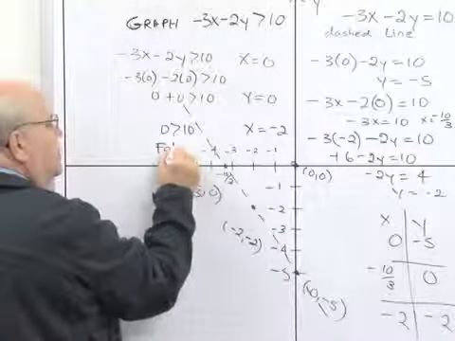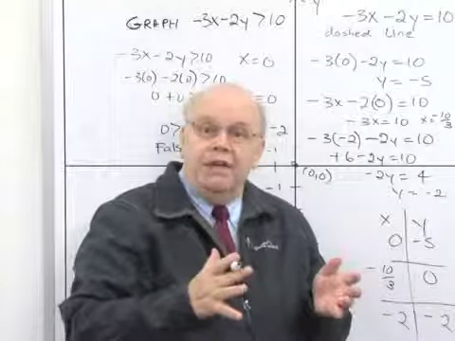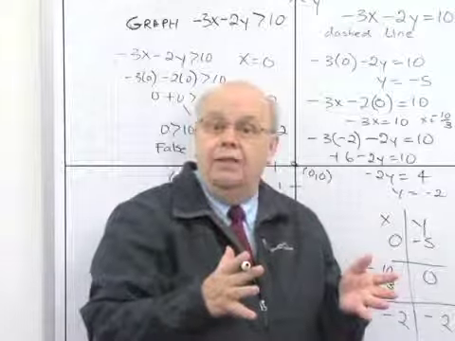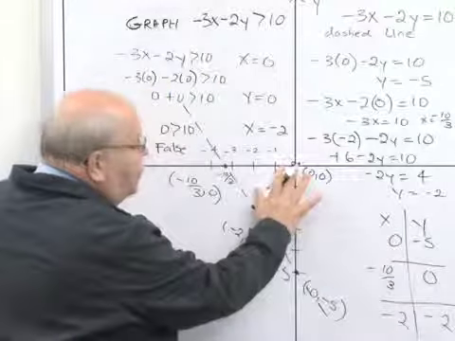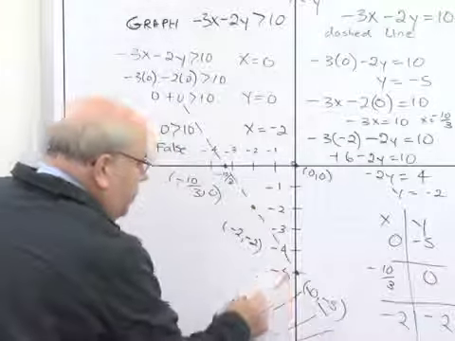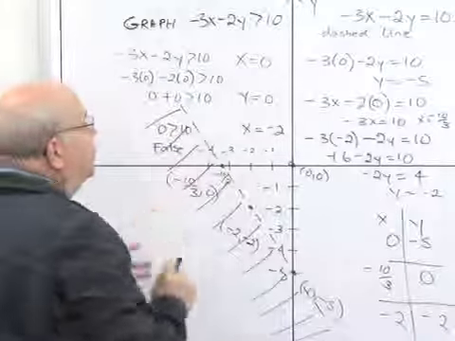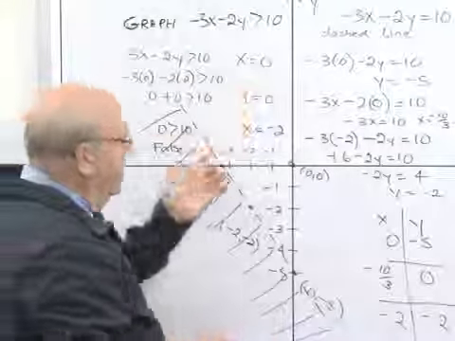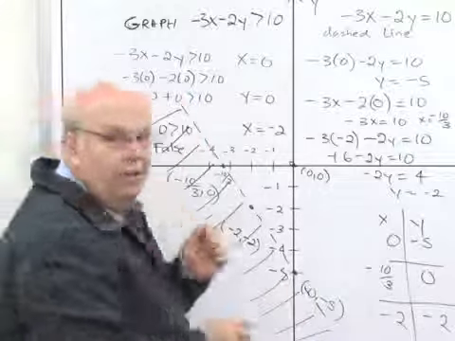That's a false statement. Now here is an important thing. If your test fails, that means the point that you picked isn't shaded in. It's not included in the shaded area. So we don't want to include 0, 0. Instead, we want to include this region below the line. So the graph of minus 3x minus 2y is greater than 10 is not the boundary line itself, but this region that's below the line.